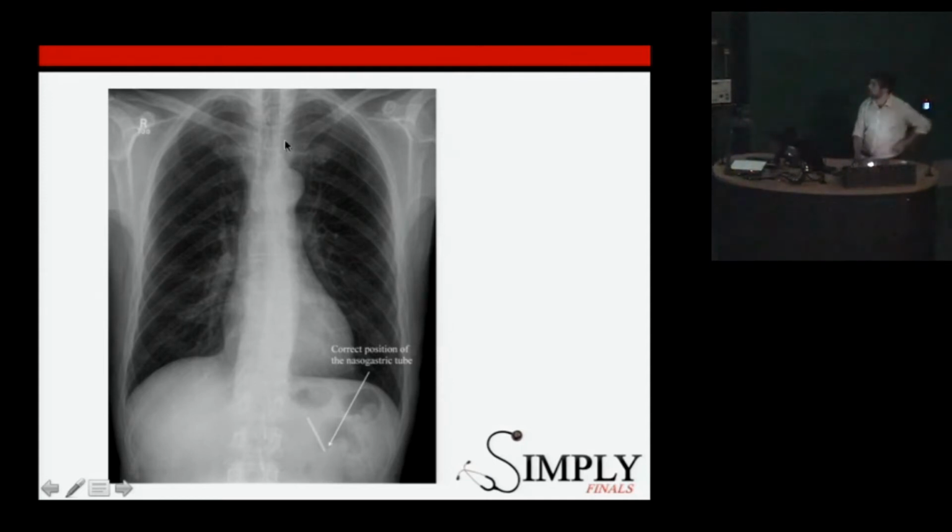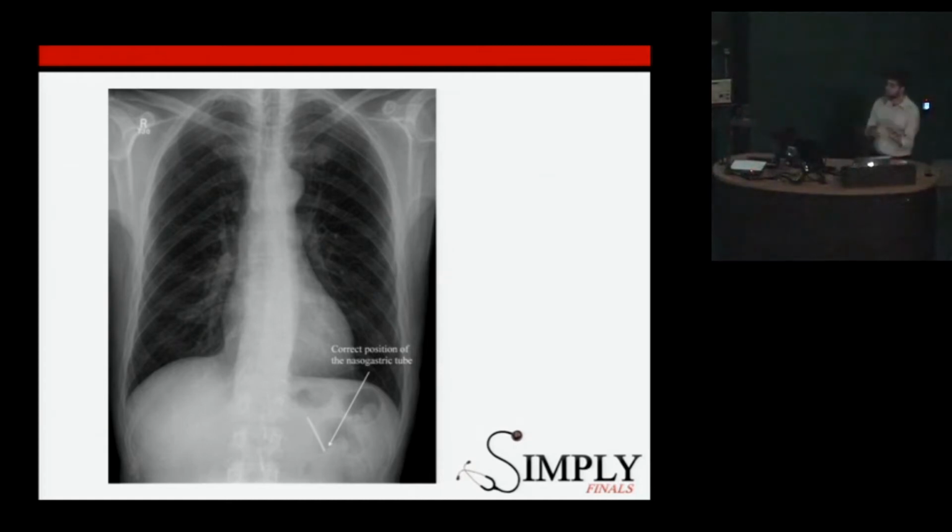And then, how do you assess where an NG tube should be, if you're doing it on the ward? So you can check the aspirate. Is that the first line or second line? First line. And what do you check it with? pH strip, or litmus paper.